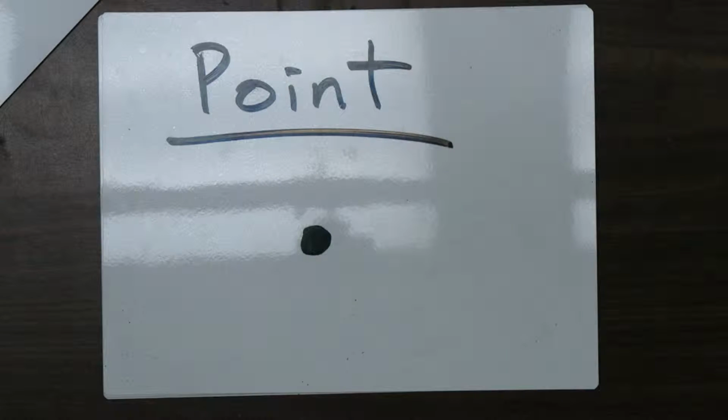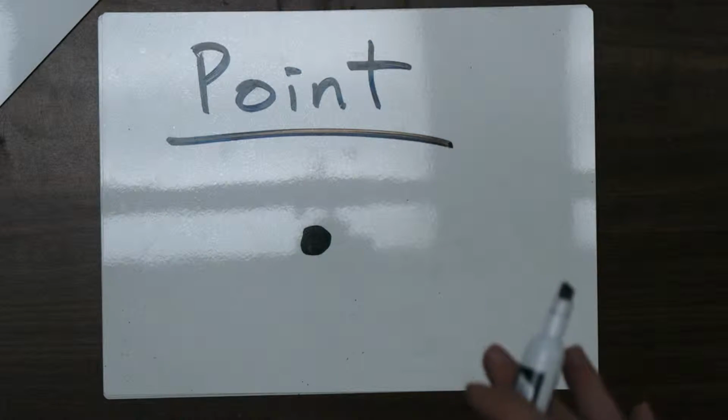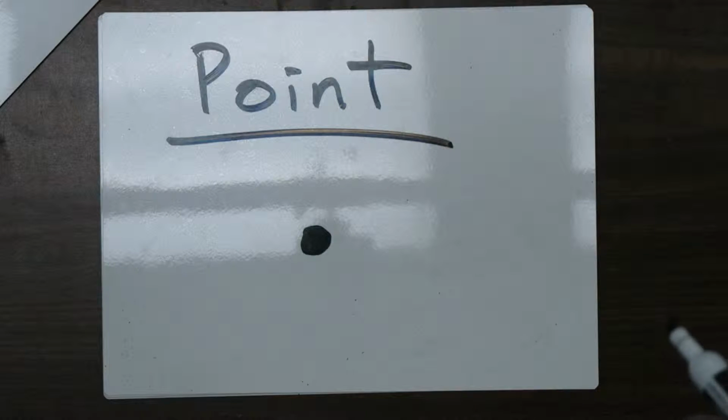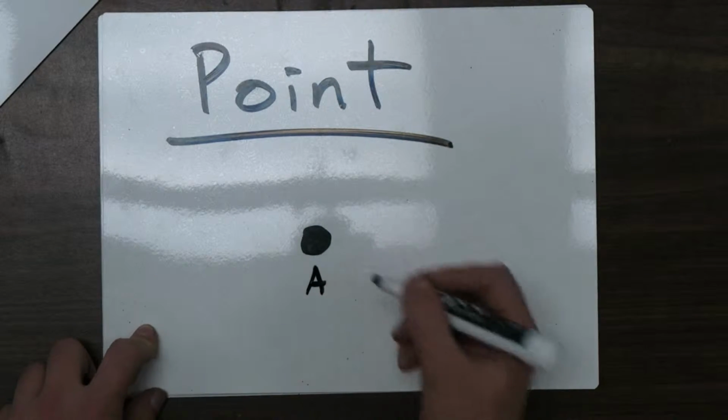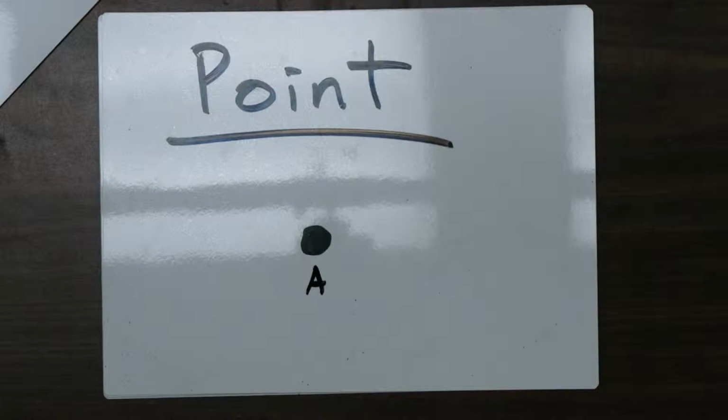So let's talk about some geometry terms that we will be using as we're looking at maps later on in this unit. This is called a point, and it's just that. It's just a dot or a point, and oftentimes we'll see it labeled with a letter.